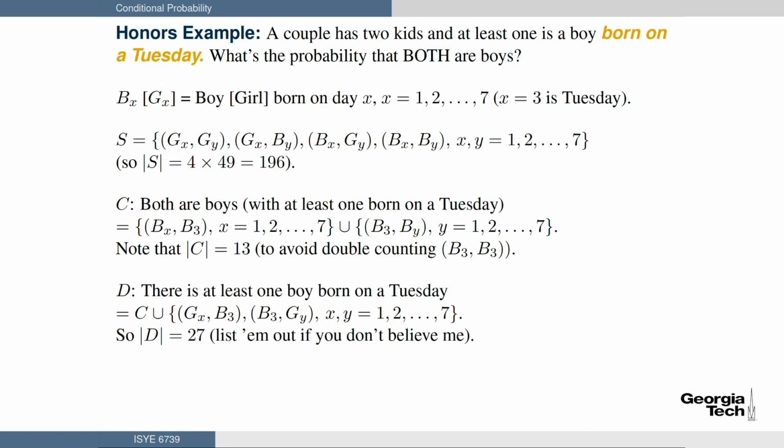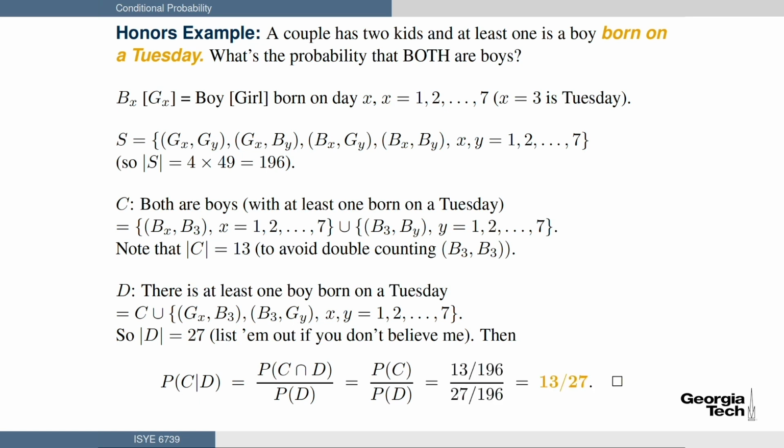Okay, so finally, after all this work, the probability of C given D equals the probability of C and D, over the probability of D just like before. Just like before, C is a subset of D, and now C has probability 13 over 196, and D has probability 27 over 196. So the overall probability, the probability that both are boys, given that at least one kid is a boy born on a Tuesday, is 13 over 27. Much closer to a half than in the previous example, where the answer was only 1/3. Wow, what a fantastic example. This is a tough one, though.